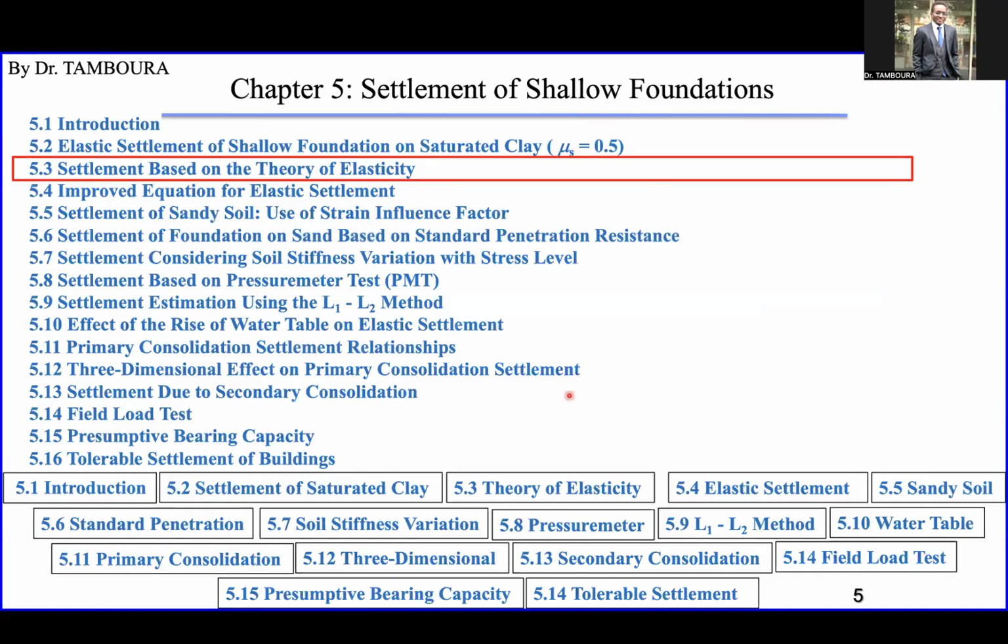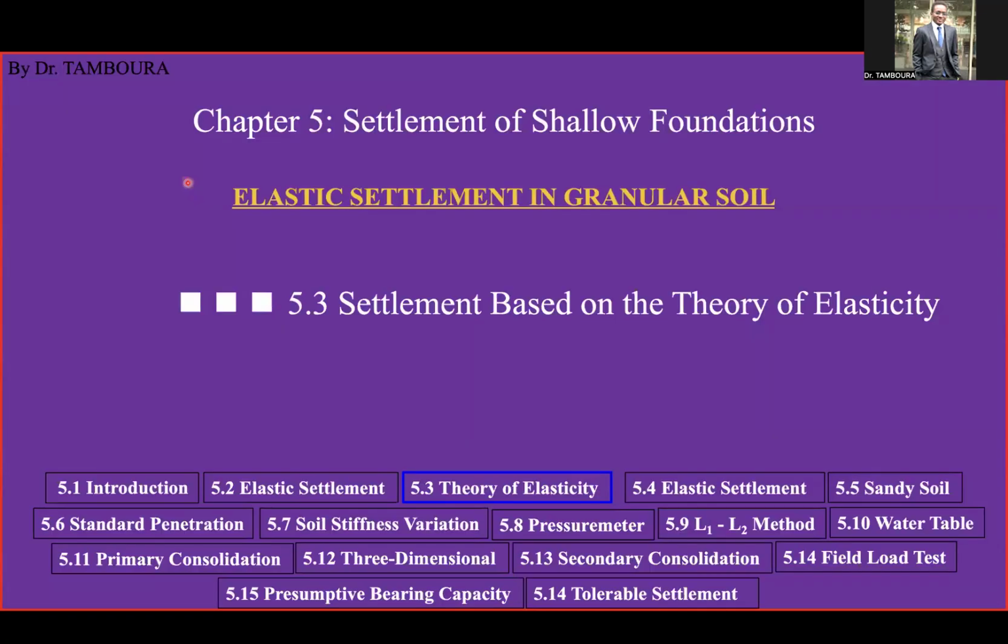Okay, so today we are going to talk about the settlement based on theory of elasticity. So we will use the theory of elasticity to estimate the settlement of shallow foundation. Okay, so just to let you know that this part is about settlement for granular soil.